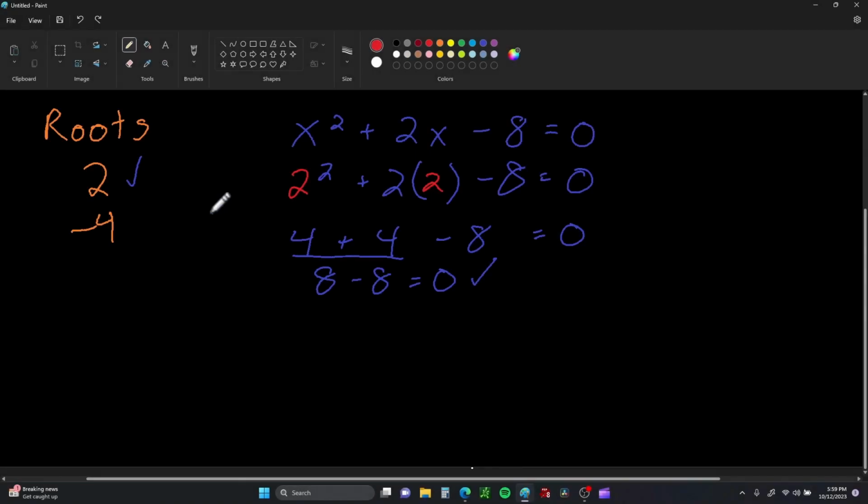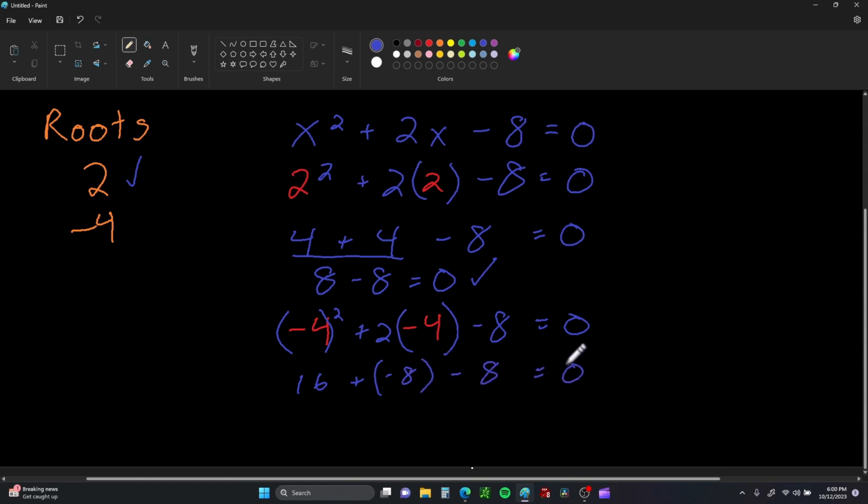This is correct. I'm now going to substitute to check the minus 4. I want to maintain the color coding here. So I have minus 4 squared plus 2 times minus 4 minus 8 equals 0. So minus 4 squared is going to be 16 plus 2 times minus 4, that's minus 8. And then I have a minus 8 equals 0. So I have 16 minus 8 minus 8, this is 16 minus 16 equals 0. So the roots of this one check out.